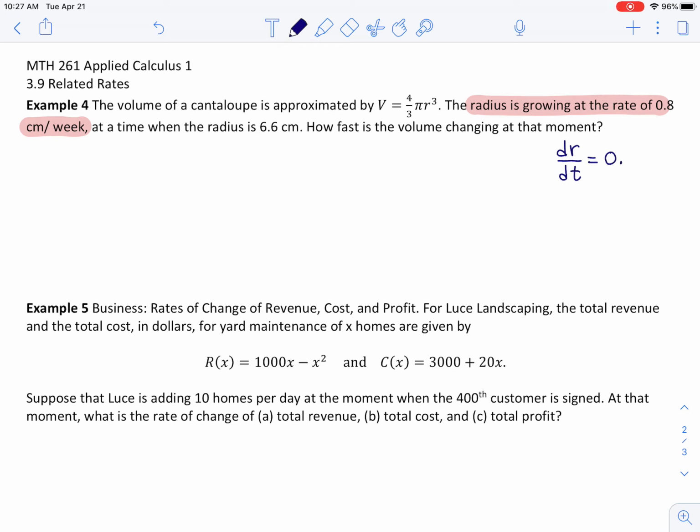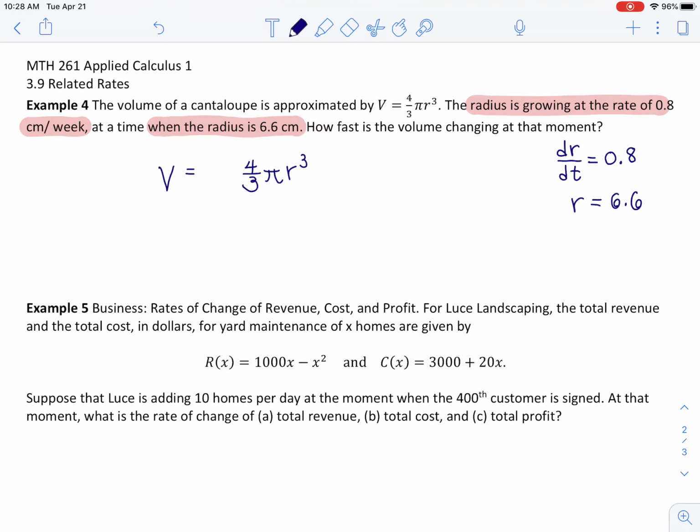How would you write that in a symbol? I'll say that is dr, the change in the radius with respect to time, and time here is weeks, equal to 0.8. At a time when the radius is 6.6 centimeters, so I also have r equals 6.6. I write these down because I know I'm going to plug them in later when I do implicit differentiation of that volume of a cantaloupe equation.